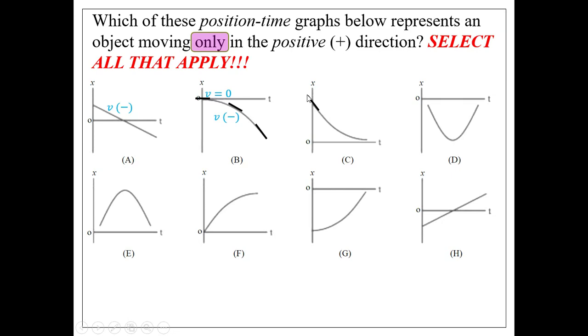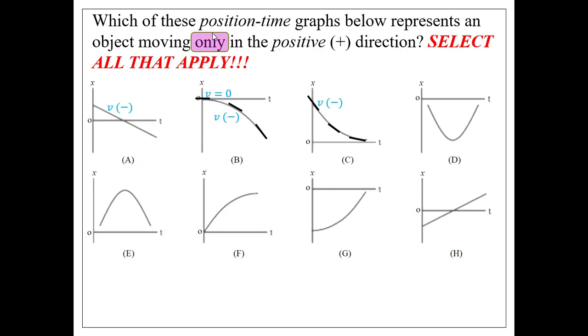Just by looking at it, this slope exists. Well, what is the slope? This is a negative slope, meaning V initially is negative. So if you keep drawing a couple more tangent lines, V here is still negative and it's still negative. But we're looking for an object that only moves in the positive x direction. So keep that in mind as I go through these choices for you.